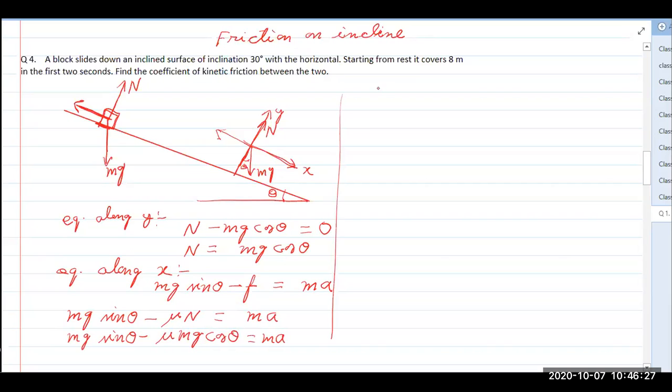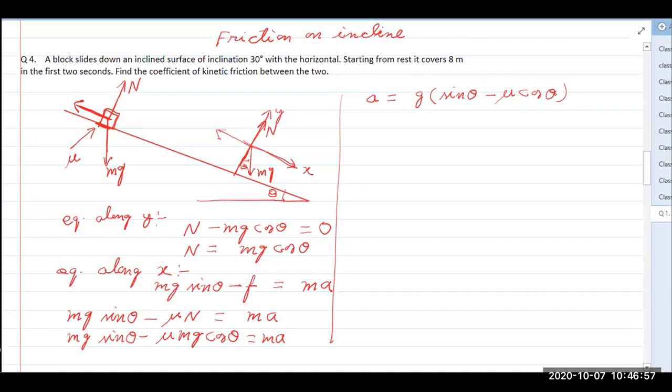If you solve it further, a is going to be g sin theta minus mu cos theta. This will be the acceleration of the object on the incline. If the surface is smooth, mu will become 0, so we have acceleration g sin theta only. That was for a smooth incline, and if we have a rough incline, then we write g sin theta minus mu cos theta.